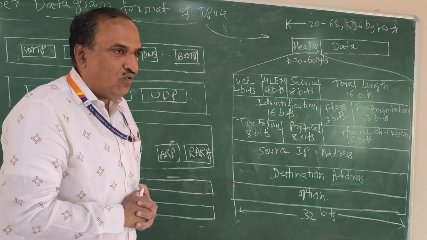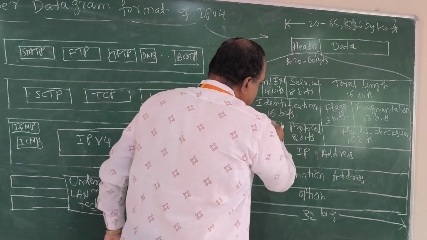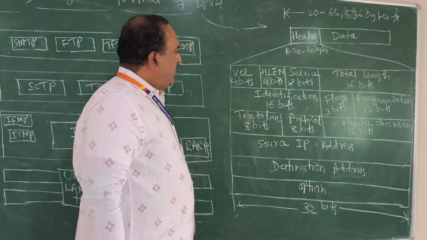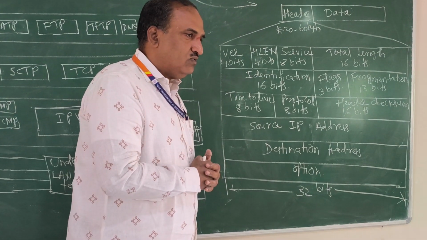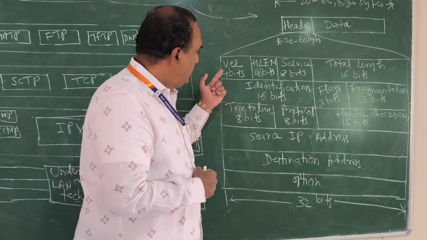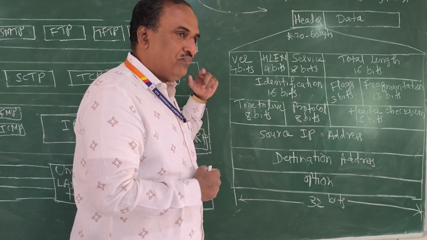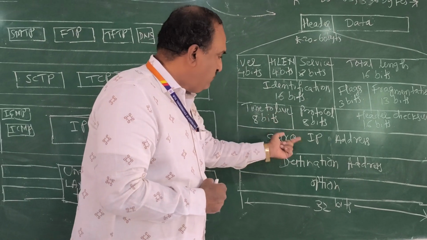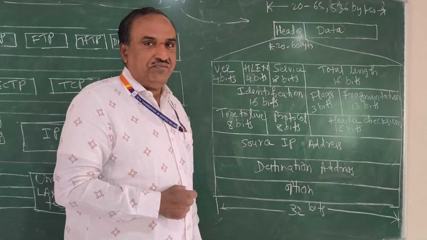In the header, what is there at the top is the version. Here it will tell what version it is, whether it is IPv4 or IPv6.